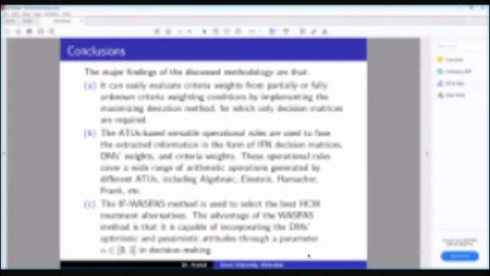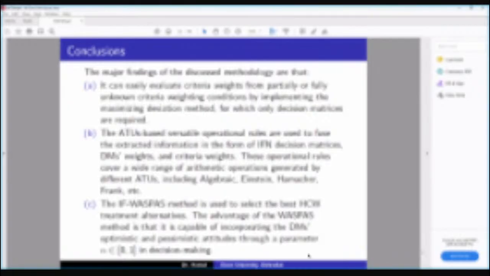The second conclusion is that the ATU-based versatile operational rules are used to fuse the information. Versatile because you have at least four options. Either you can generate algebraic operations, Einstein-based operations, Hamacher or Frank. So that's why these are very versatile. These operation rules cover a wide range of arithmetic operations generated by different ATUs. I have already discussed this.